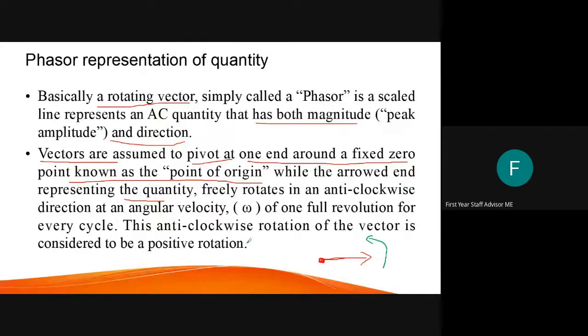Again we will revise vectors. We know normally vectors are represented like this, with an arrow end, as you can see on the top of this page. So what is a phasor? A phasor is a rotating vector. What is the specialty of this rotating vector? One end is fixed at a zero point. What is the name of the zero point? Point of origin. And the arrow end represents the quantity. It rotates in anti-clockwise direction with angular velocity omega.